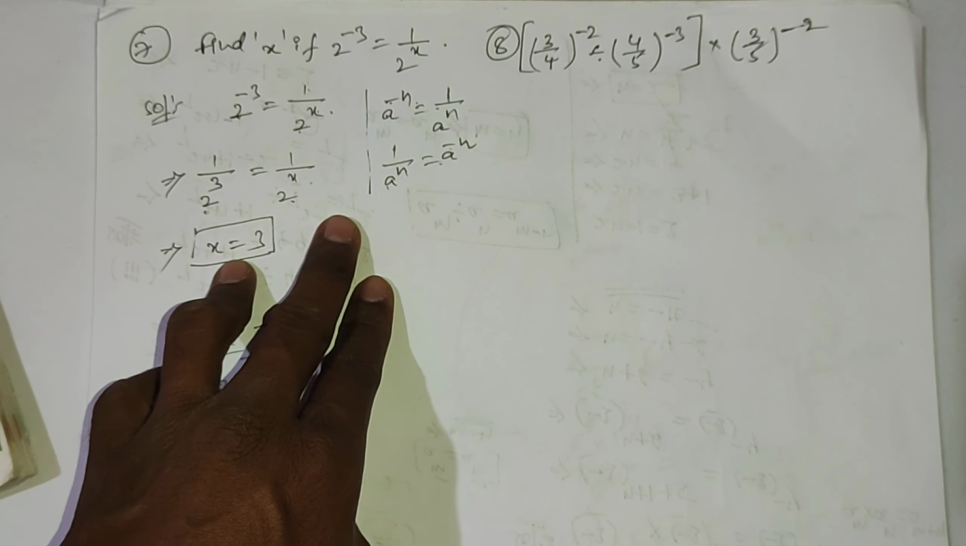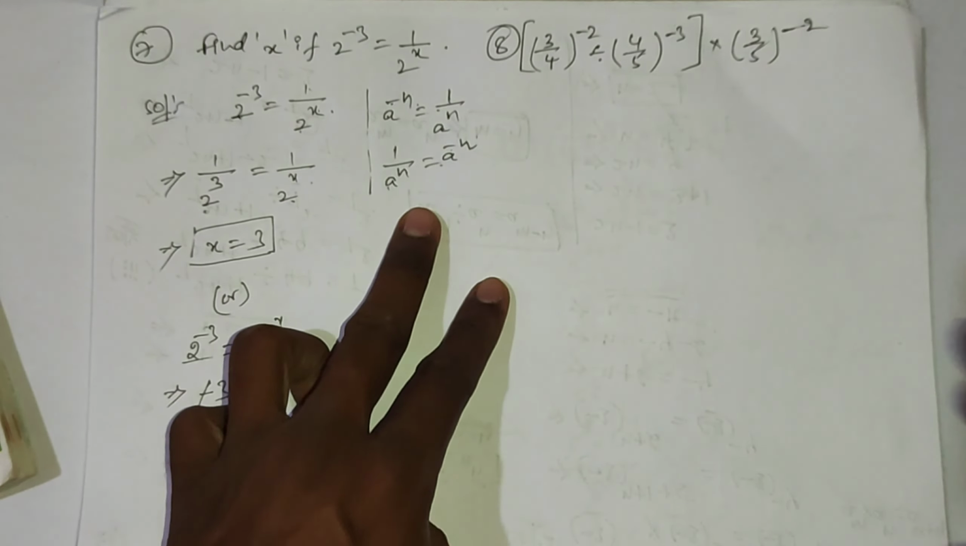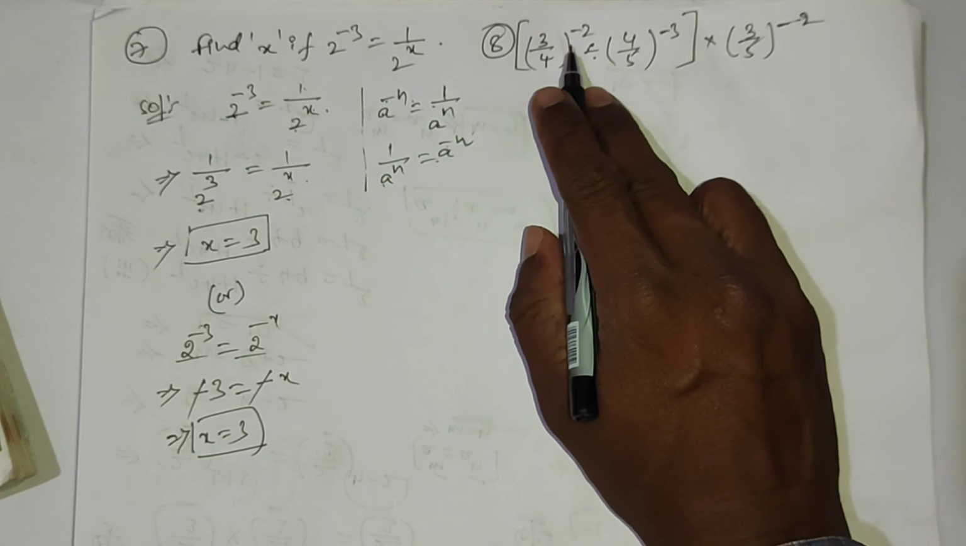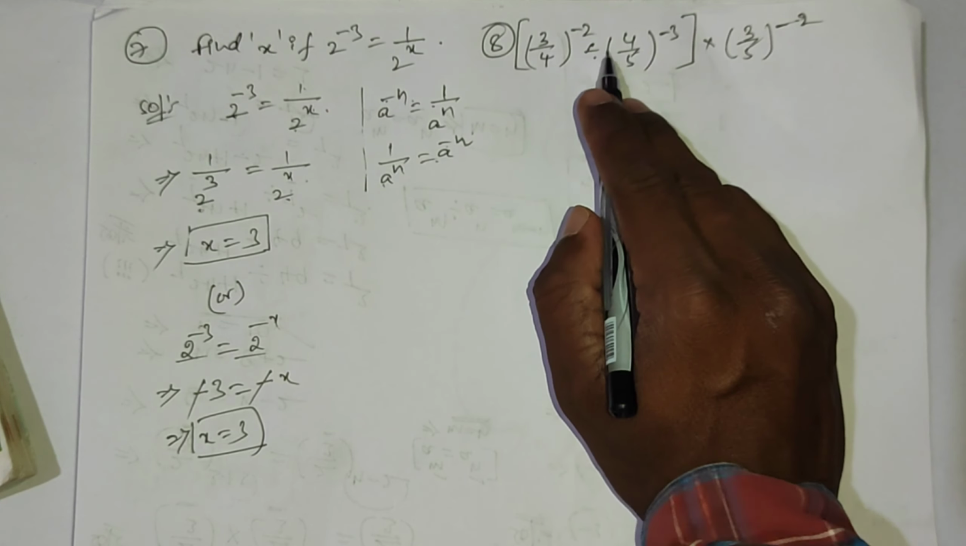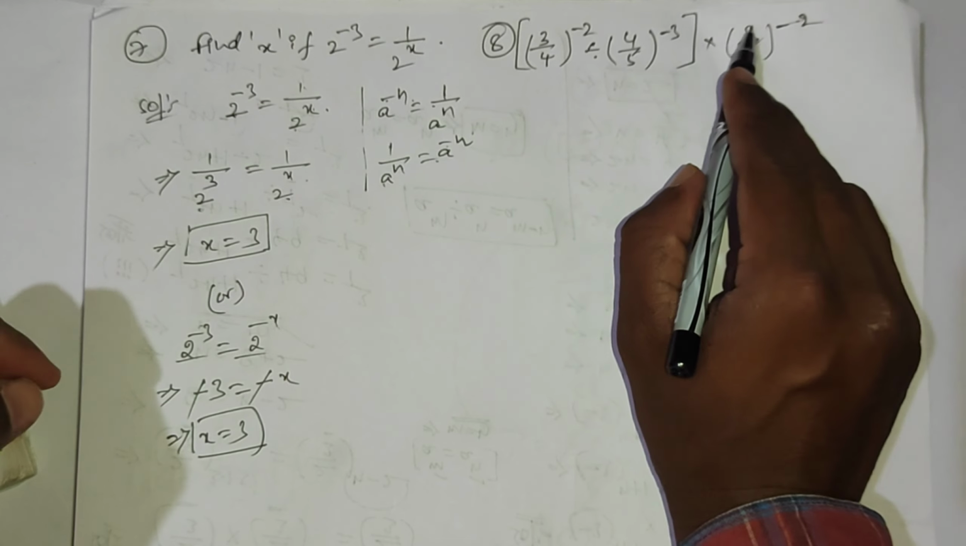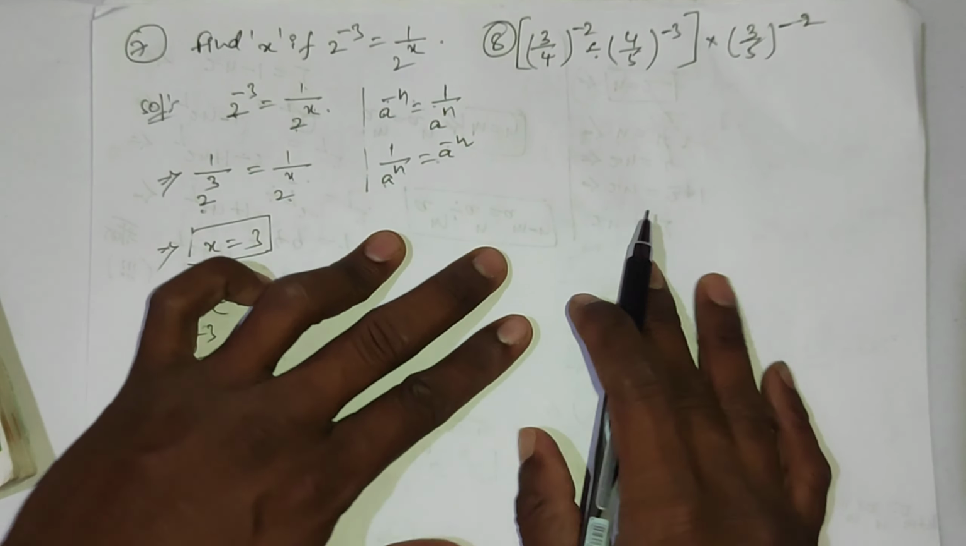Yes, this is a question which is given. This is a very, very important question. This is an 8 marks question actually. So what is the question given? (3/4)^-2 divided by (4/5)^-3 into (3/5)^-2. Now we have to simplify this one.